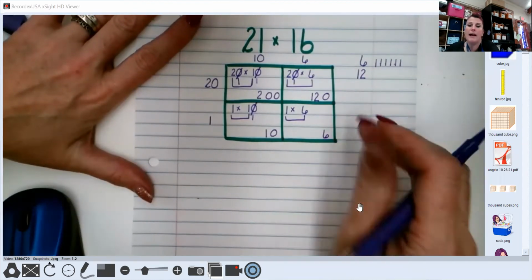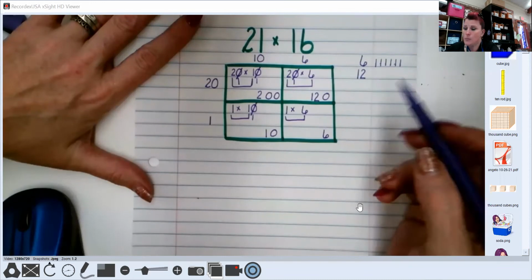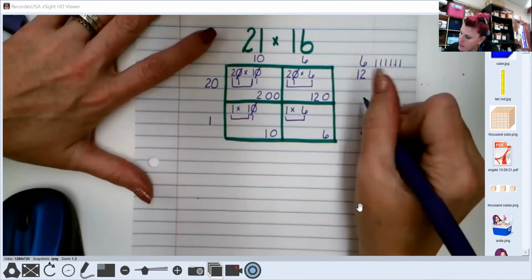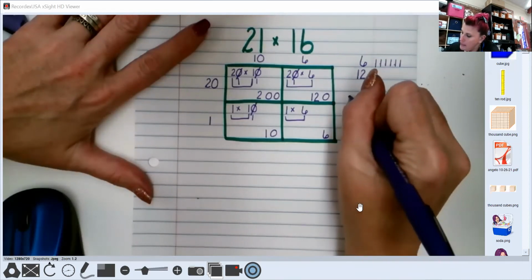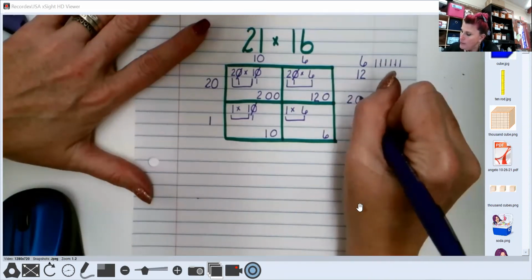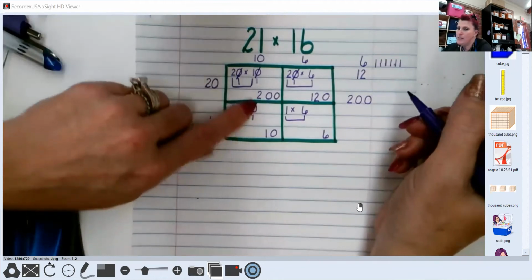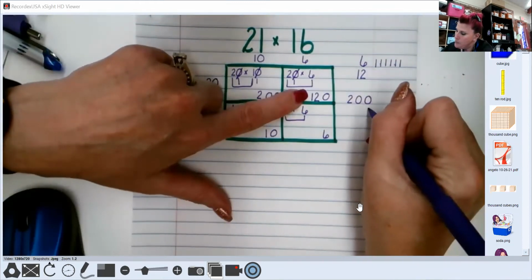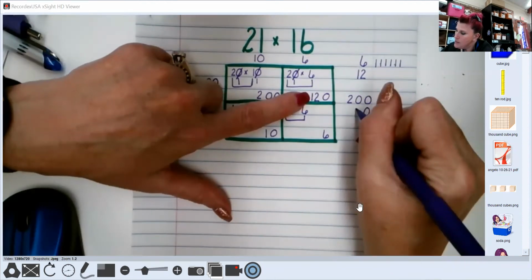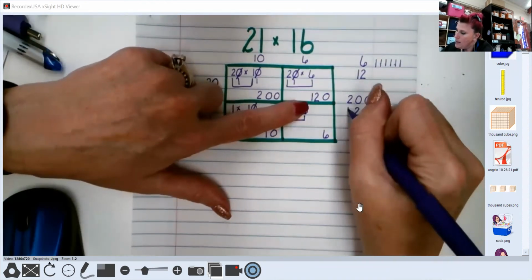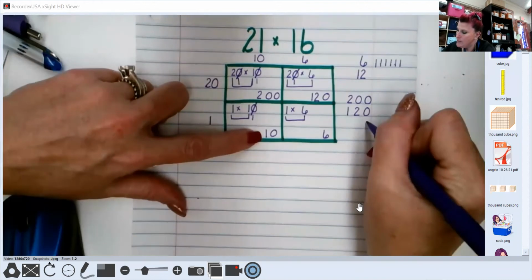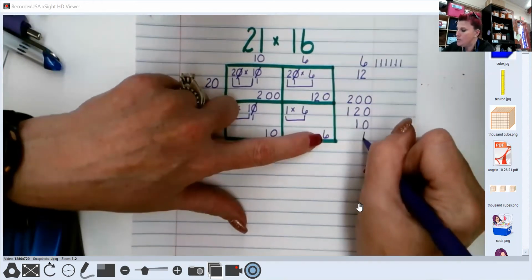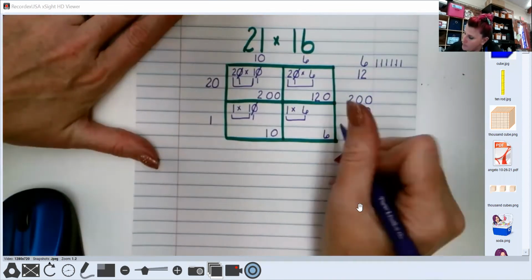All right. Now that I have my partial products, which means I have the products of all these smaller multiplications, I'm going to add my pieces together. And I'm making sure that I line my numbers up correctly with the right place value. So that's 200, ones, tens, hundreds. This is 120, 0 under the ones, 2 under the tens, 1 under the hundreds. This is 10, 0 under the ones, 1 under the tens, and this is 6, which goes under the ones. I'm adding all of these pieces.